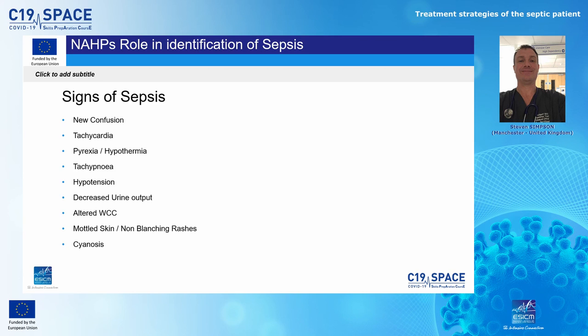Patients that are having regular fluid balance monitoring may display a decreased urine output. Patients may often have a raised white cell count above 12 grams per litre or a low white cell count less than 4 grams per litre. They could have mottled skin, they could have rashes, and they may be blue and cyanosed. This is not an exhaustive list, and like I said, patients will often display various degrees of these signs and symptoms.